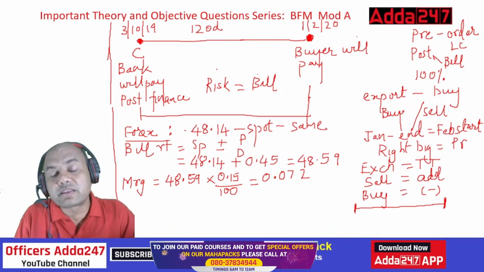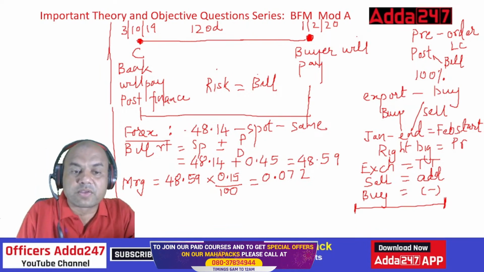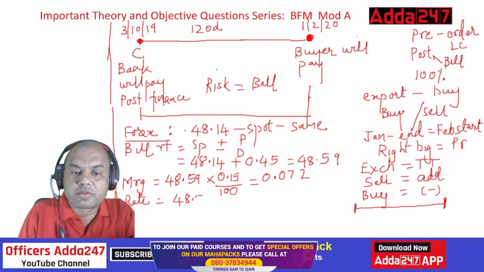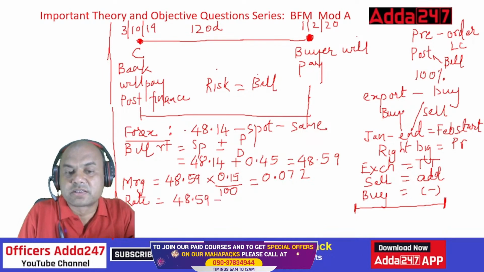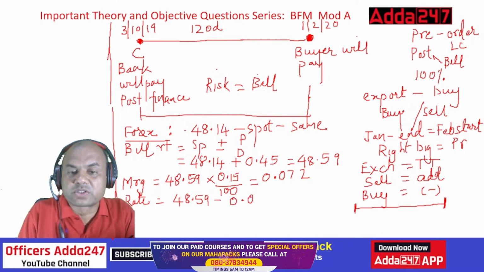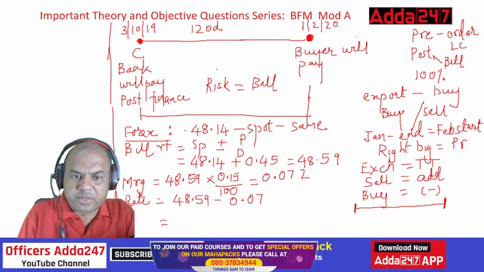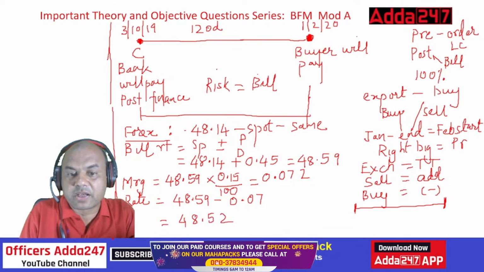0.072. If you don't write the 2, then also it's okay. So what is my final rate then? My final rate equals 48.59, and here I have to subtract the exchange margin, right? Minus 0.07. Let's take it this much only. Forget this 2. So it is 48.52. So this is my rate.